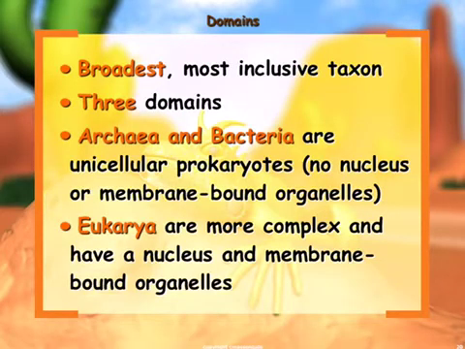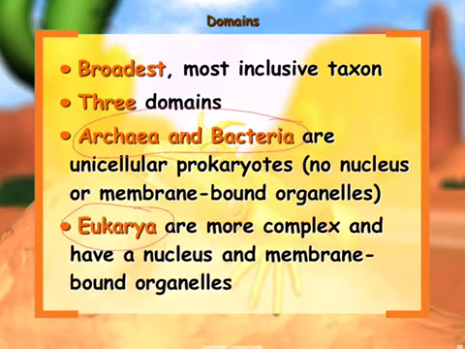The domain is the broadest, most inclusive taxon, which means it has the most organisms in it. There are 3 domains today. There are archaea and bacteria. These are 2 different domains. They're unicellular prokaryotic organisms, but they're placed in their own domains because scientists have found recently there's just so much difference between archaea and bacteria that they really need to be classified separately. And then the third group, the one we belong to, is Eukarya. This group differs from the other two in that these guys are eukaryotic and have a nucleus.